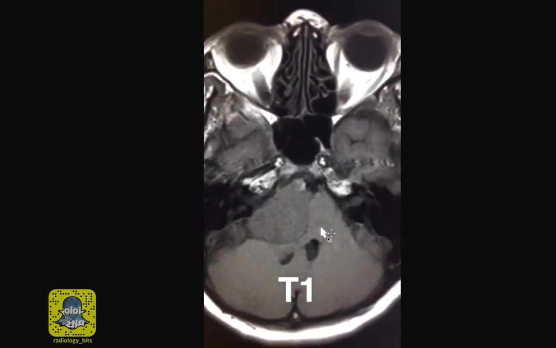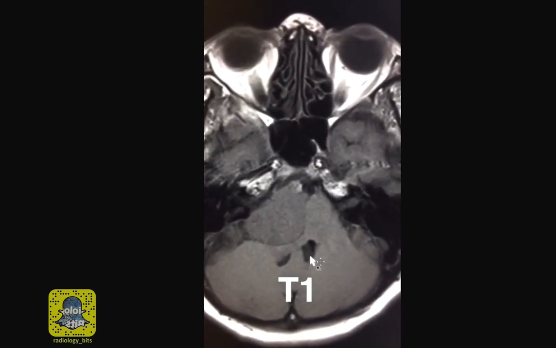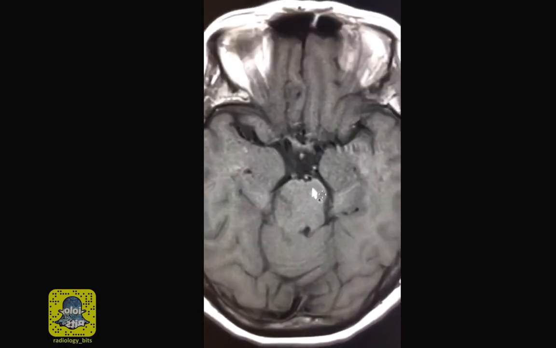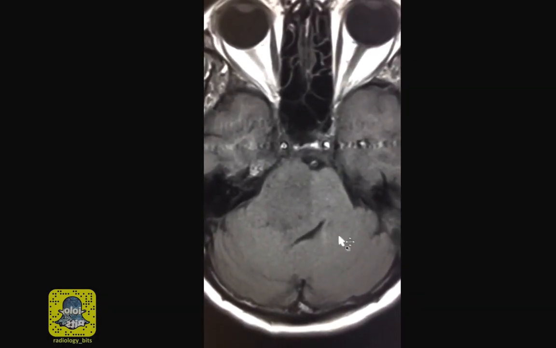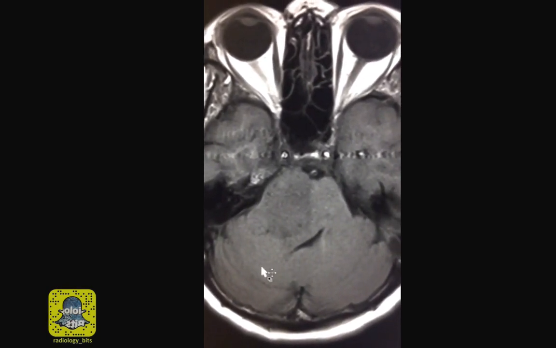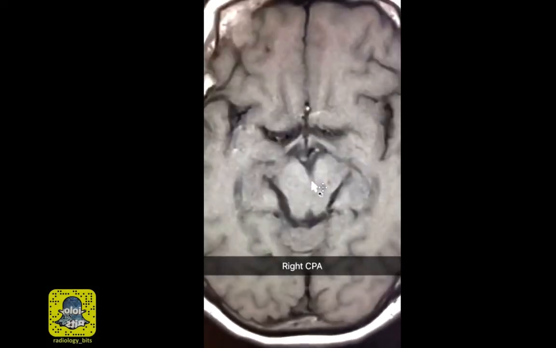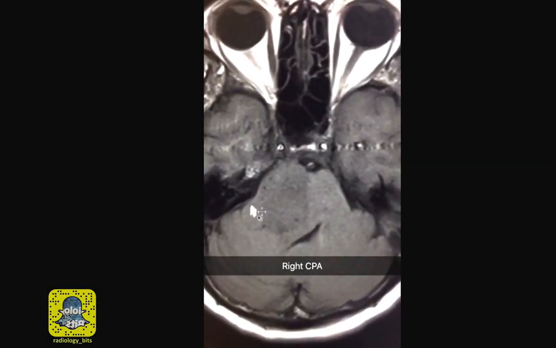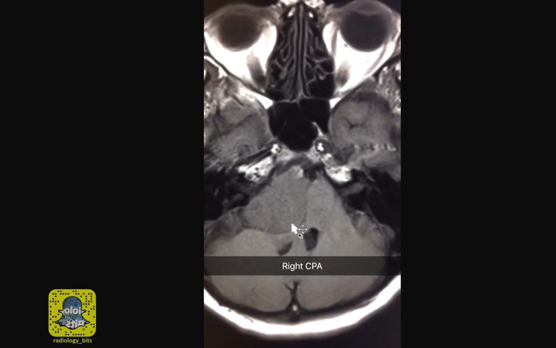We're looking at an axial T1 MRI of the brain. T1, the CSF is dark. This is the brain above the tentorium. This is the brain in the posterior fossa. Here's the left and the right cerebellar hemispheres, and this is the brainstem. And the brainstem is compressed by this abnormal mass. So this is a mass in the right cerebellopontine angle.